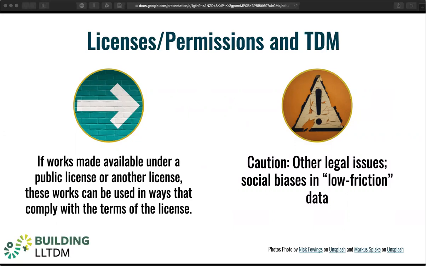And don't forget to consider other legal and ethical issues discussed at this institute when using works made available under license. For example, researchers have documented a bias in machine learning resulting from the widespread use of low-friction data. Data sets like the Enron email corpus are widely used because they present fewer legal concerns. But the predominantly white male corporate context in which these data sets are created can impart a bias to the analyses and tools that are derived from the corpus.